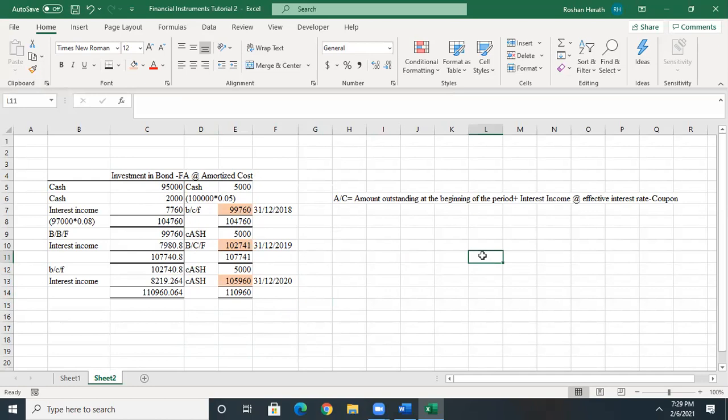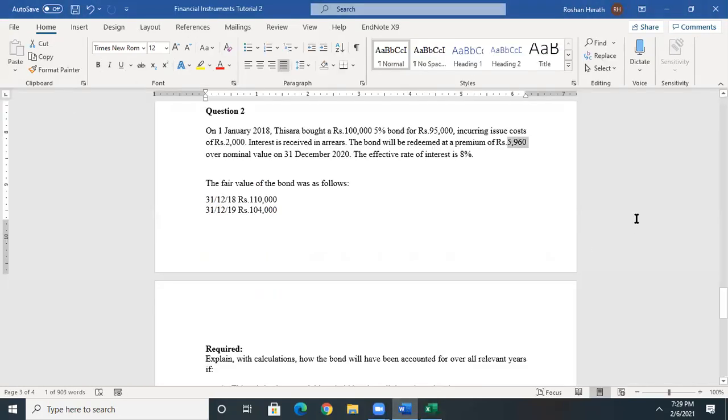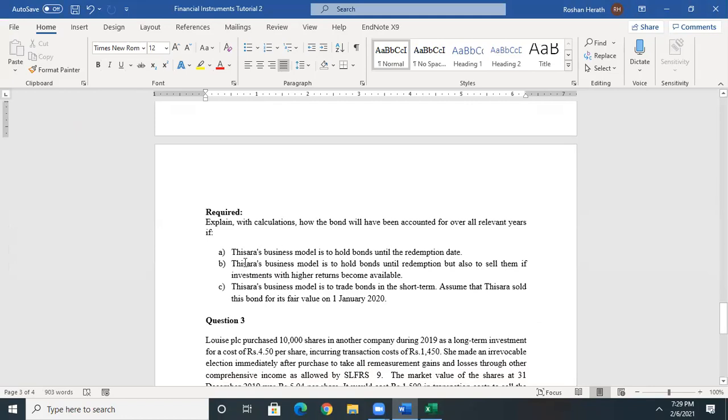එතකොට අපි first requirement එකට අනුව account කරමු. දැන් අපි බලමු දෙවෙනි එක. It says that if the Tisera's business model is to hold the bond until redemption, but also to sell them if the investment with higher return become available. Okay, so let me keep it for a while. Let me take the third one first.